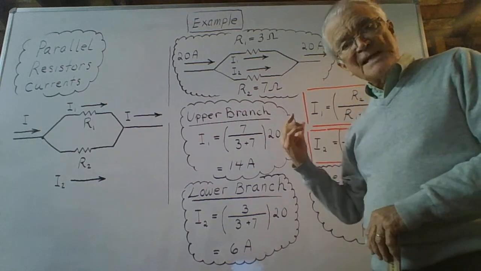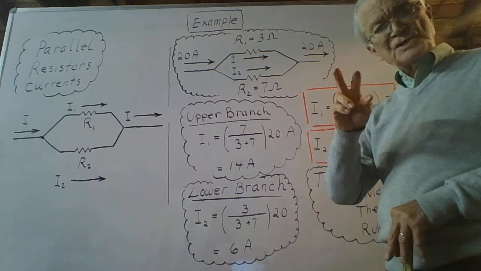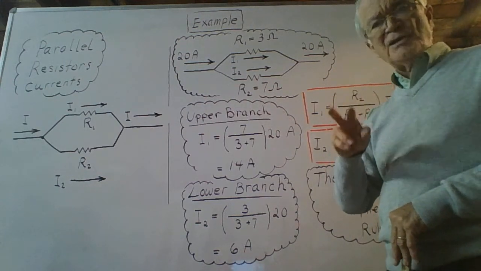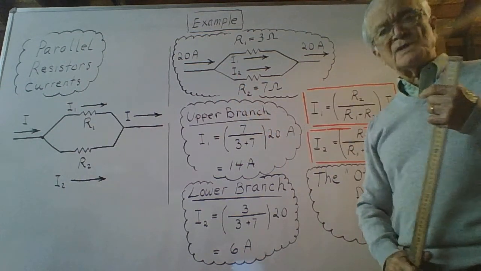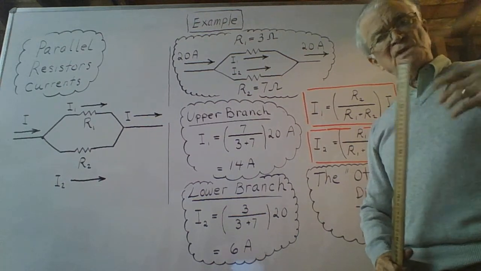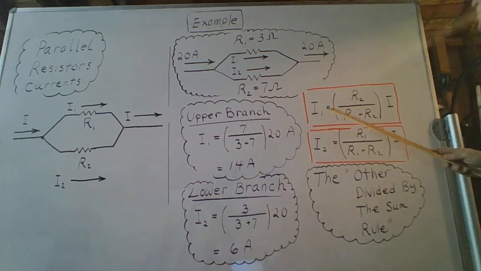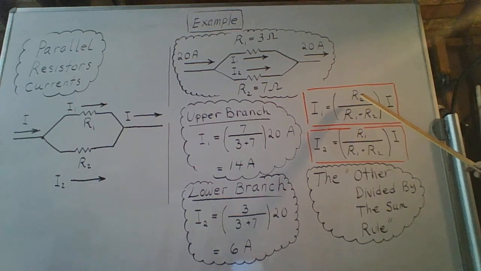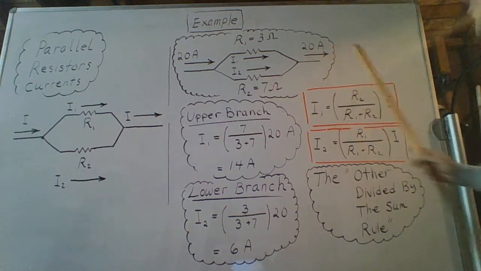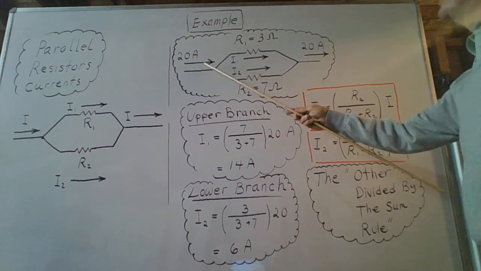Now I'll write down the two expressions that you can use in cases such as this, where you have two resistors in parallel and current coming into a branch point. It's what I call the other divided by the sum rule. Here it is. The current in the upper branch, I1, is the other resistance, the resistance in the other branch, R2, divided by the sum. That ratio times the incoming current, which was 20.